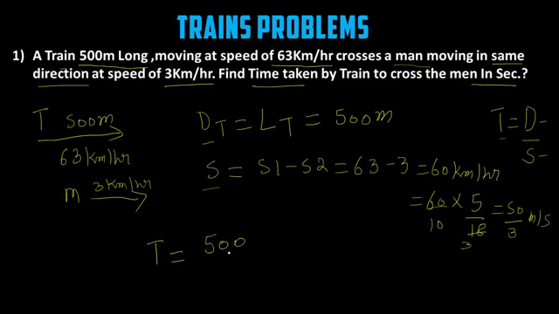Now by putting the value, time is equal to 500 divided by 50 by 3. 0 and 0 cancel, 5 in the 5, 5 10 the 50. 10 into 3 is 30 seconds. That is our answer. Now we move on to our second question.